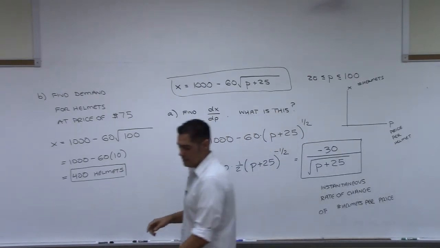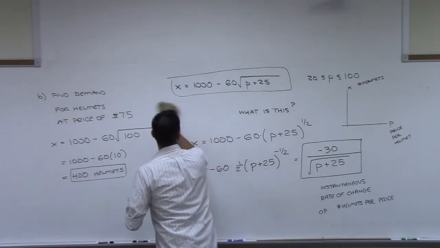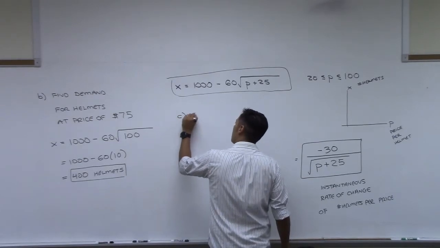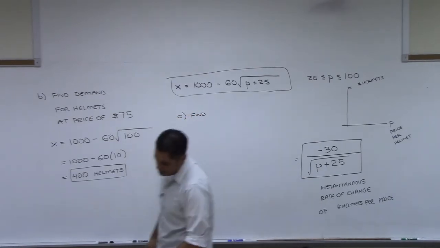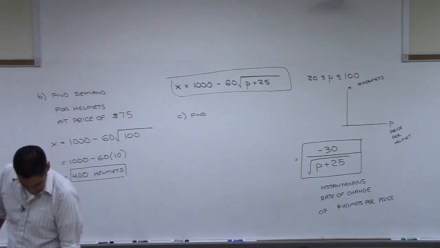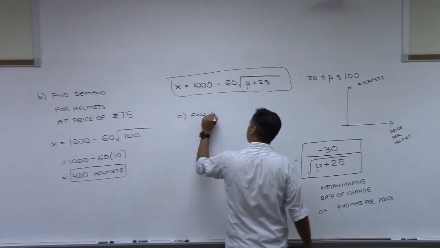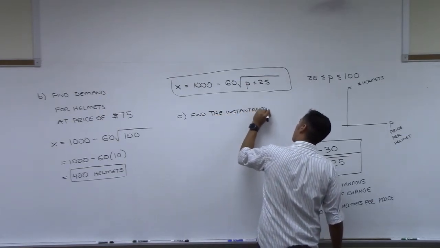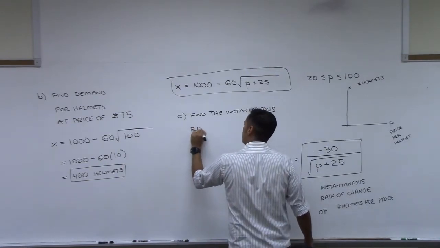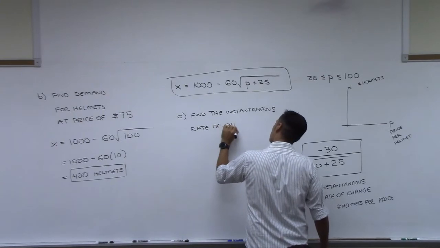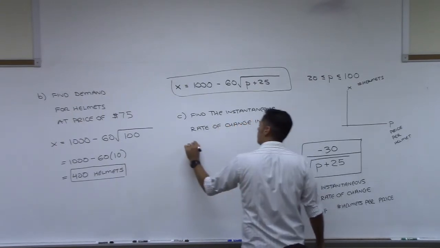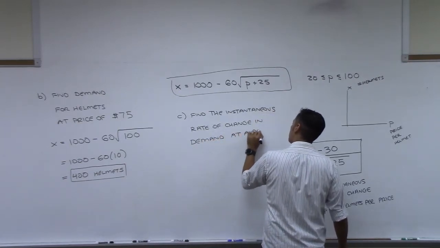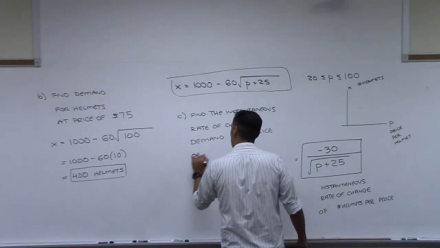Now, part C wants us to find, I'm going to leave that on the board. Part C: find the instantaneous rate of change in demand at a price of $75.